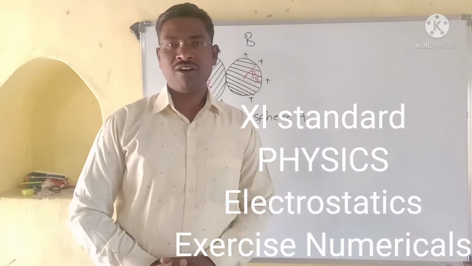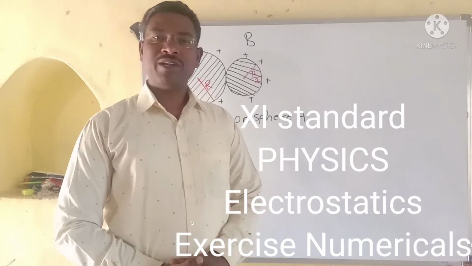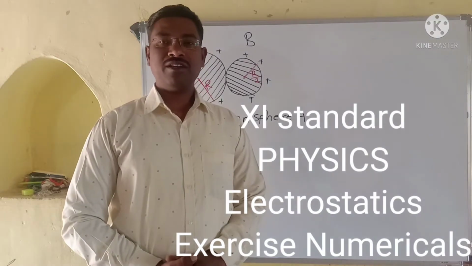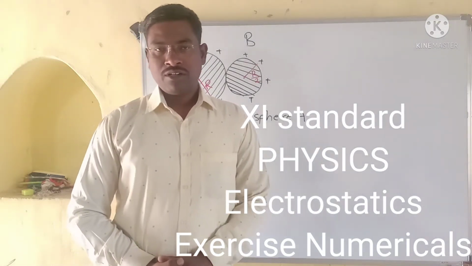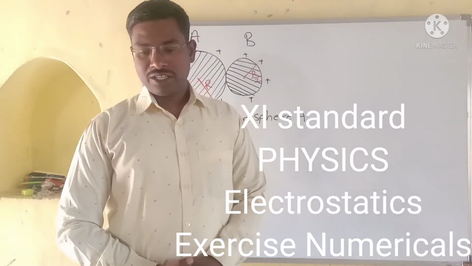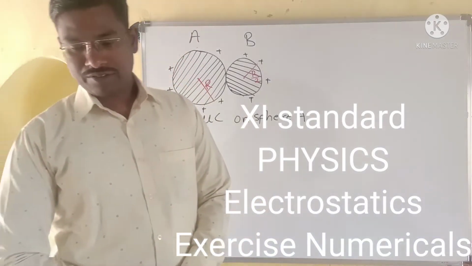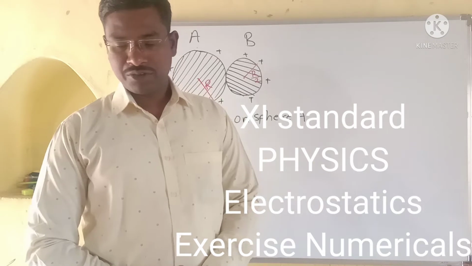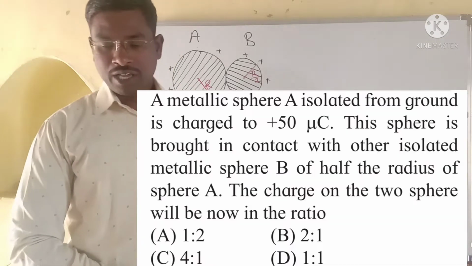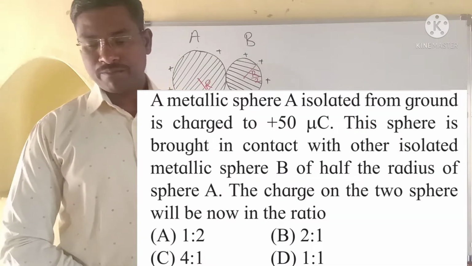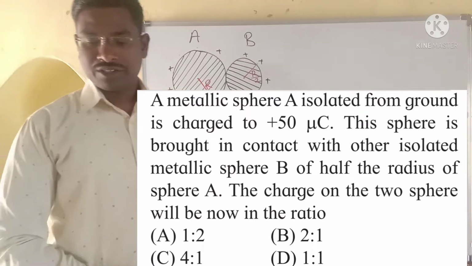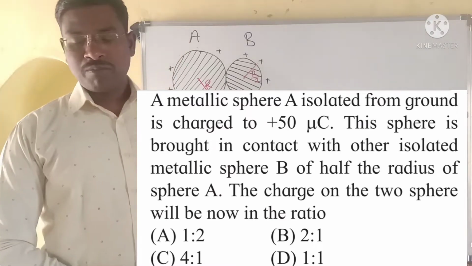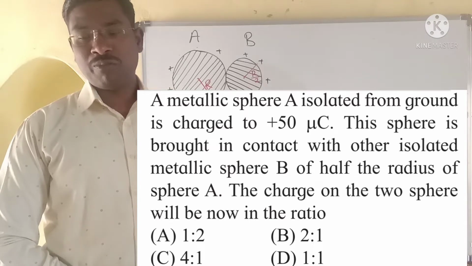Let us solve exercise numericals given in 11th standard textbook. Chapter Electrostatics. The numerical given in the exercise is: a metallic sphere A isolated from ground is charged to plus 50 microcoulomb.